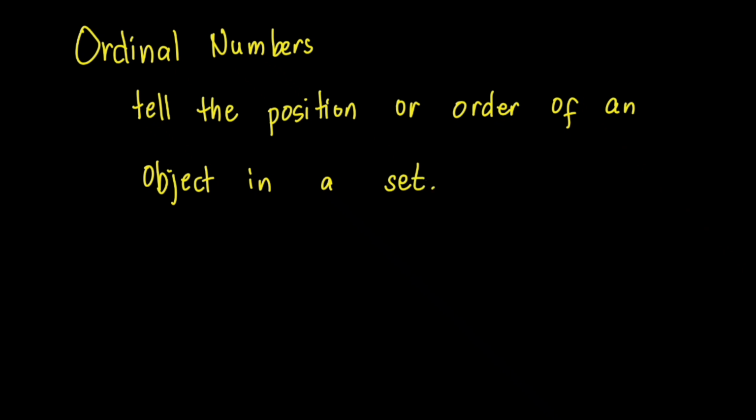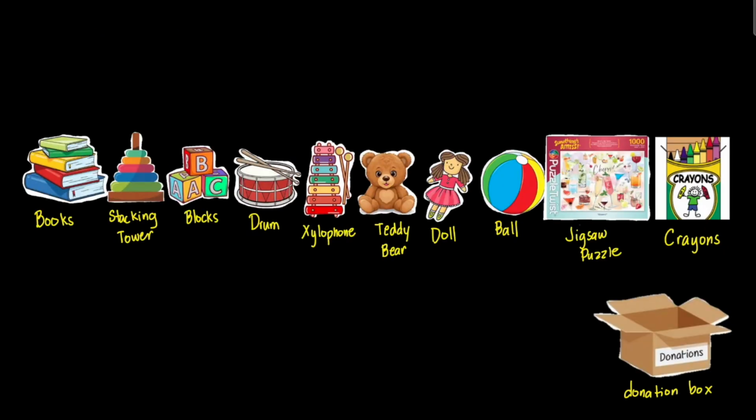Let us identify ordinal numbers using an example. I have here some items to be placed in a box for donation to an orphanage. So this is the donation box. Starting from the left, which is this side, we have books, stacking tower, blocks, drum, xylophone, teddy bear, doll, ball, jigsaw puzzle, and crayons. There are 10 items for donation in this order.